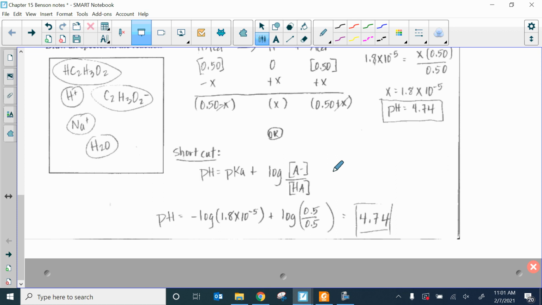If you are confused about when to use this because you're not sure it's a buffering situation, you can see that ICE works every single time.